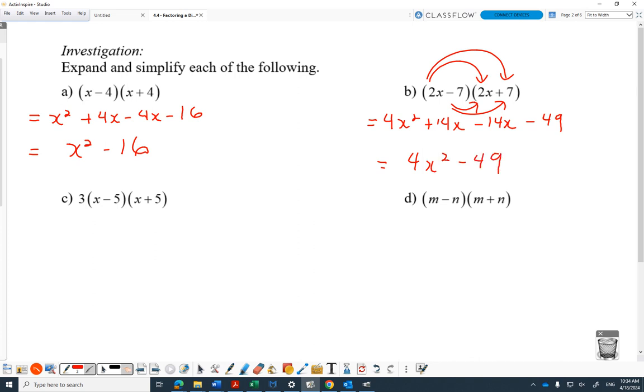This one had happened again. Plus 4x minus 4x, plus 14x and minus 14x canceled. But there's something special about the two terms that are left. The 49 is the 7 squared. The 4x squared is the 2x squared. So there's something really connective about the question and the answer here.